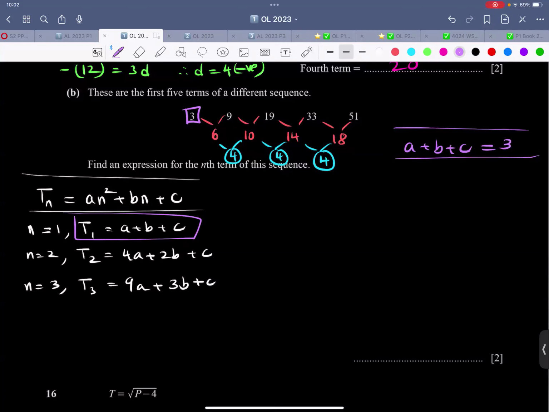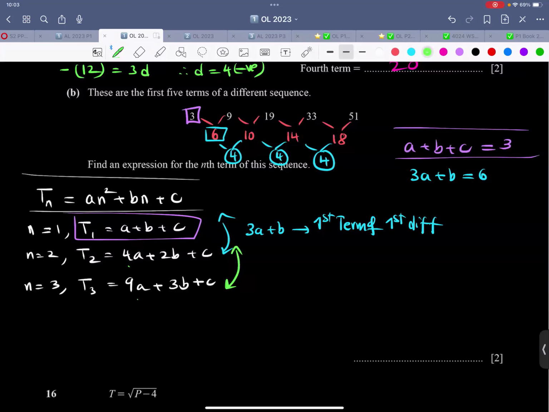Let me keep it on the sidelines. Then the difference between the first and the second term, which is this 6 over here, is 3a plus b. That is the first term of the first difference. So therefore 3a plus b equals 6. That is the second equation. And now we have the difference over here, 9 minus 4, that is 5a plus b.